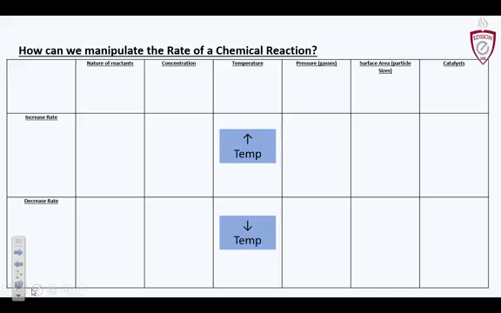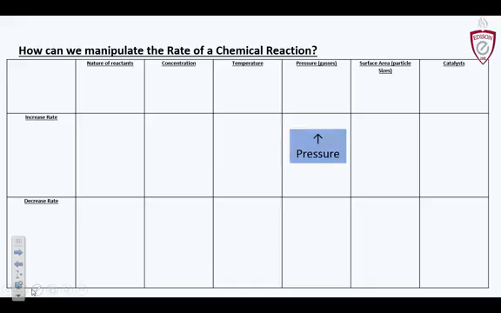And just the opposite: decrease the temperature, the amount of energy goes down. They slow down and start going slower. There's not enough energy for the collision for the reaction to usually happen. Pressure is for gases only, because pressure for gases is like concentration.